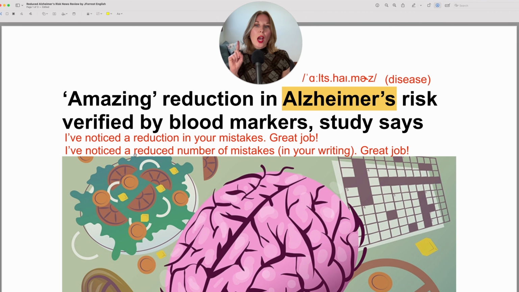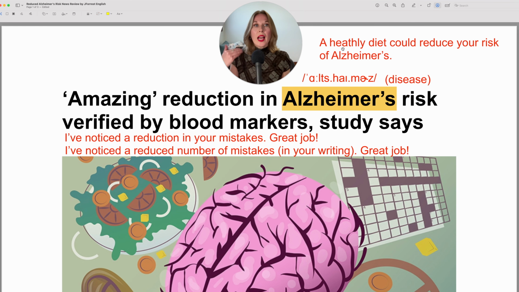I've noticed a reduced number of mistakes, and then potentially in your writing, in your speech, in your presentation. And again, great job. So notice here, a number of, that's the noun phrase, and you use of in this case, of mistakes. Reduced functions as an adjective and it tells you more information about the number. I'm sharing this because it's very common to use reduced risk of something.